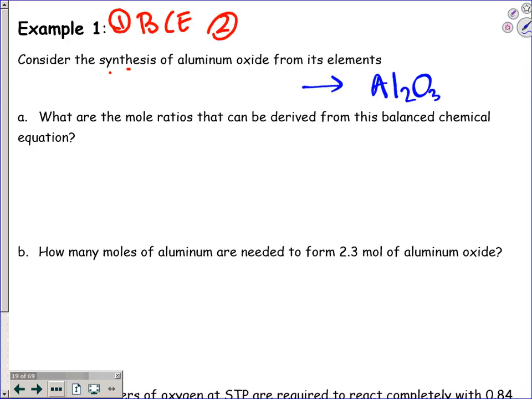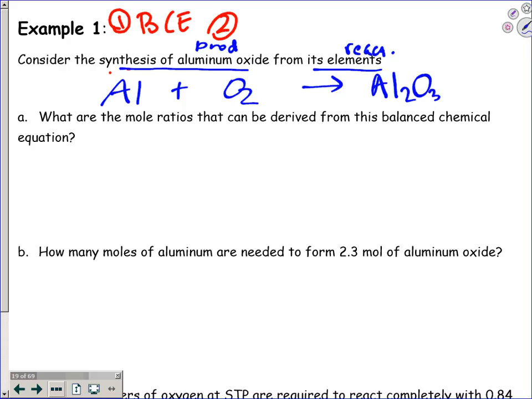You need to write this example down with me. This isn't just a watch and do the work. You need to do it with me, okay? All right, so we're synthesizing it from its elements, right? So this is a product. From its elements means that these are the reactants. What are the reactants here? Aluminum, meaning Al, and O2, oxygen, right? It's diatomic oxygen. Balance with the person next to you. You need a 4 and you get O and you get O.